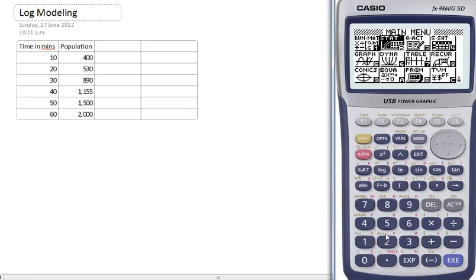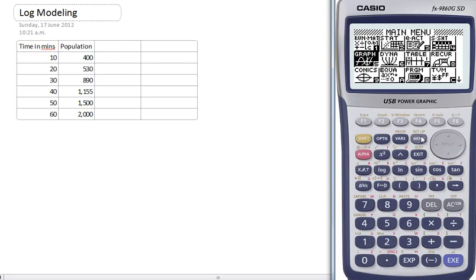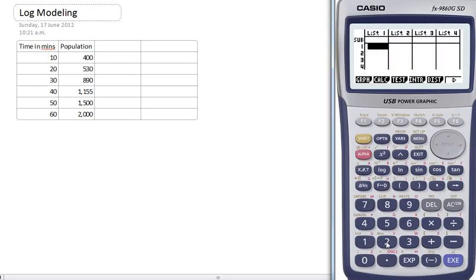I'm going to go into the stats mode, sorry, wrong one. Menu, stats, because I just want to get my data in there. So I'm going to put the numbers in, and then I'm moving across and I'm going to put my population data in. I pretended this is the population of bacteria and how they're dividing over time. So in a way, I'm kind of expecting an exponential model.